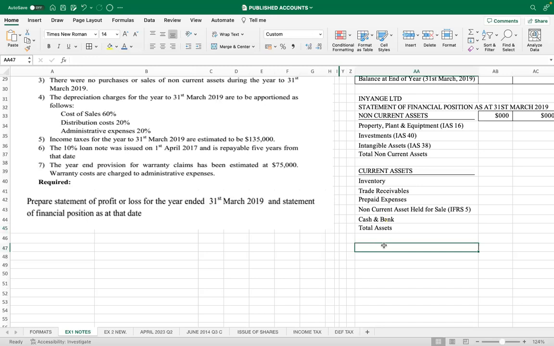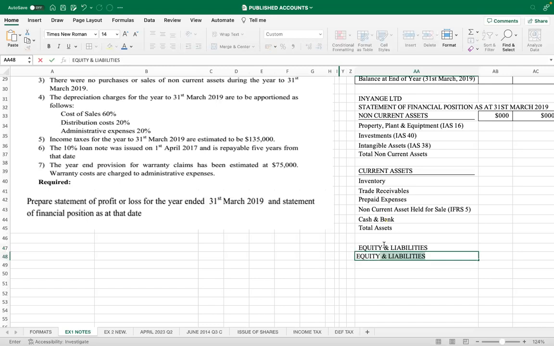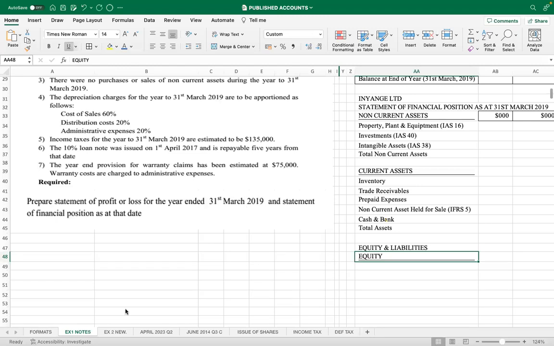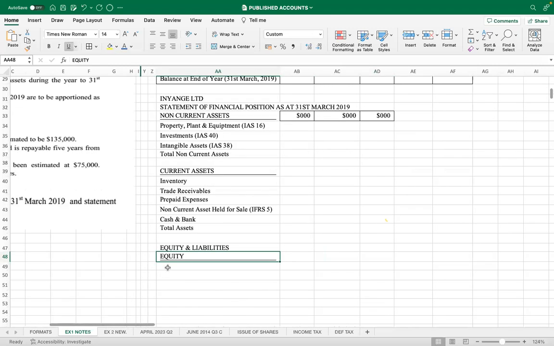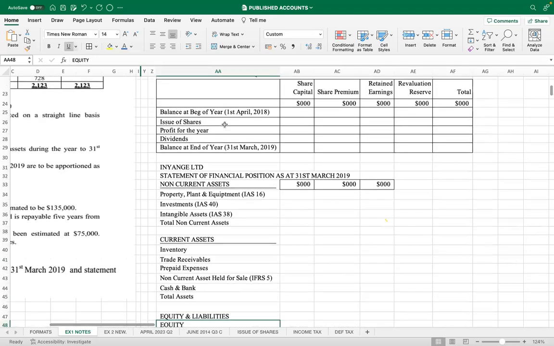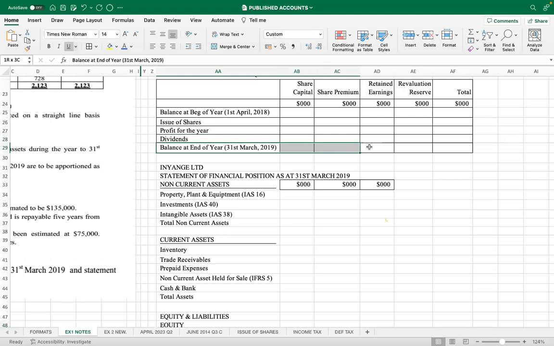And then next we go to equity and liabilities. Equity and liabilities. We will start with equity. Now, under equity, you transfer everything from the statement of changes in equity. Let me explain. So under equity, you transfer everything from this statement in the order in which they are, and you pick closing balances. You pick these figures.